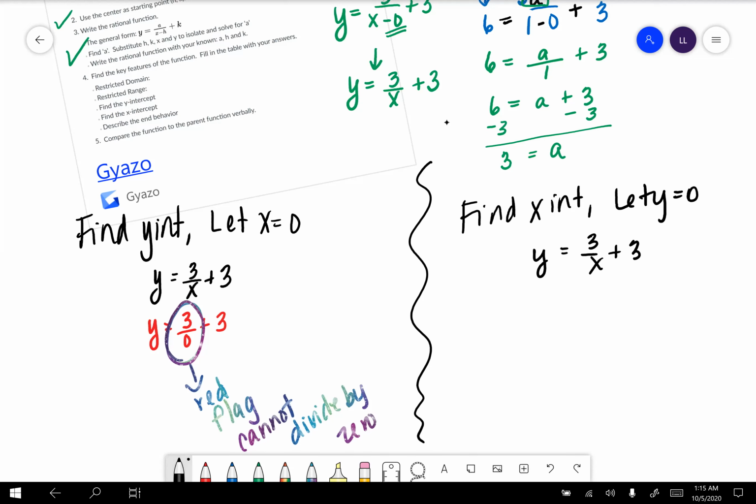Now, this is not going to happen for everybody. This happened to me, though. So my conclusion is there is no y-intercept.